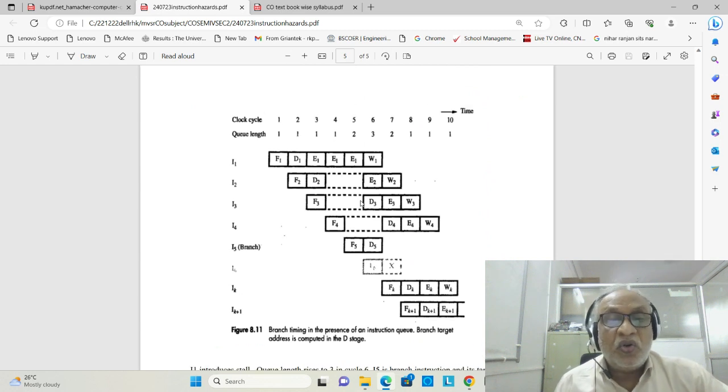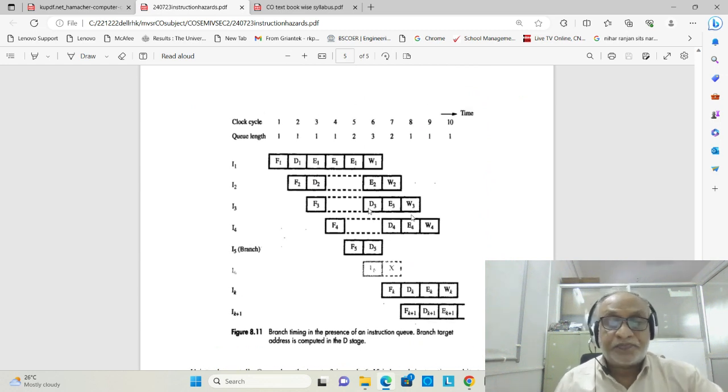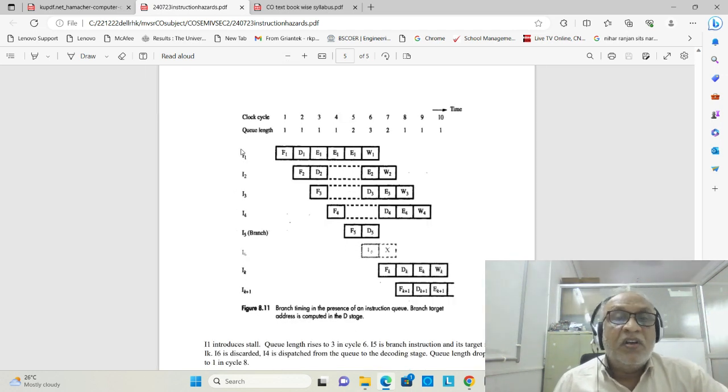Now let us look at this diagram. Here we have the clock cycle, and we also have the queue length. Let us focus on where the stall has come. The stall has come at instruction 1 itself because E is delayed. At this stage, the queue length rises to 3 in cycle 6.